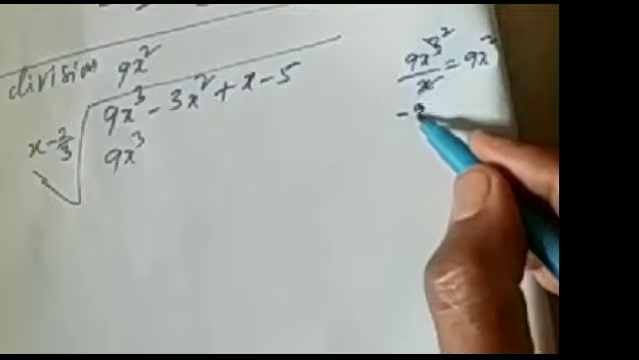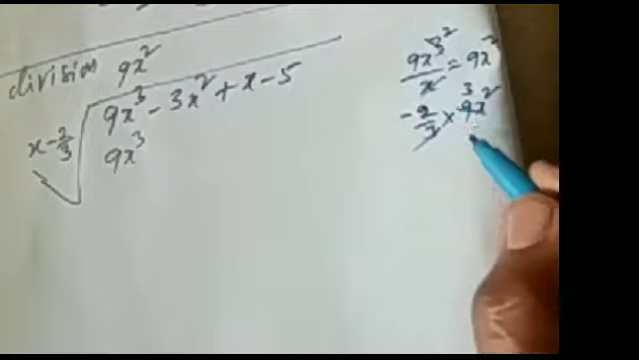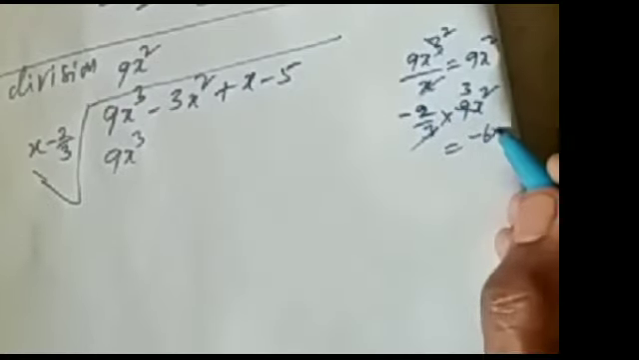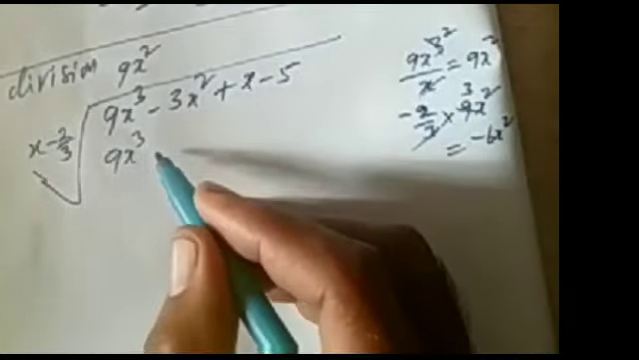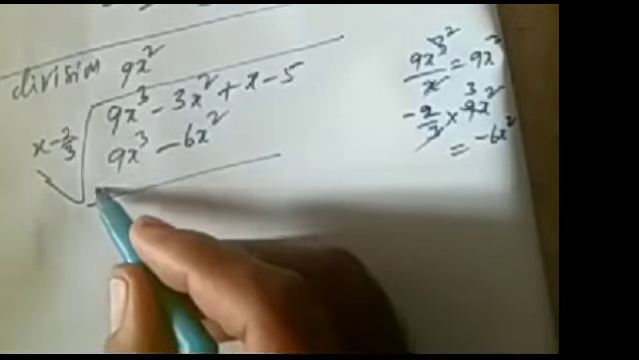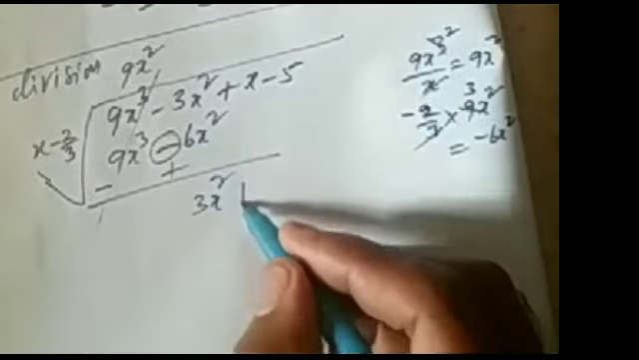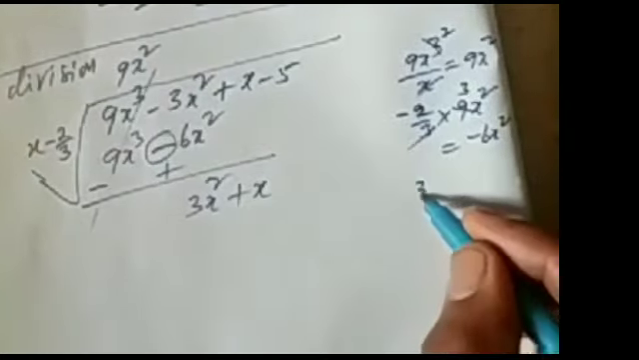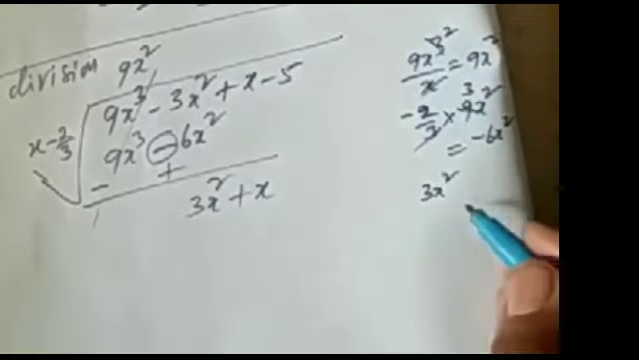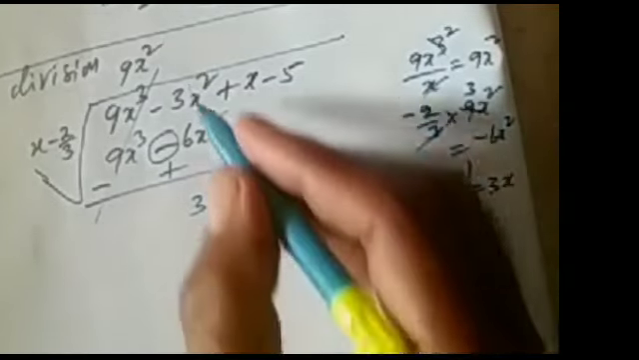So in the quotient part write 9x square and multiply x minus 2 by 3 into 9x square. You get 9x cube minus 2 by 3 into 9x square, minus 6x square. The third step is subtraction, change the sign. Cancel, 6 minus 3 is 3x square plus x, bring down x. Now division: 3x square by x. First part division, second part multiplication, third part subtraction.